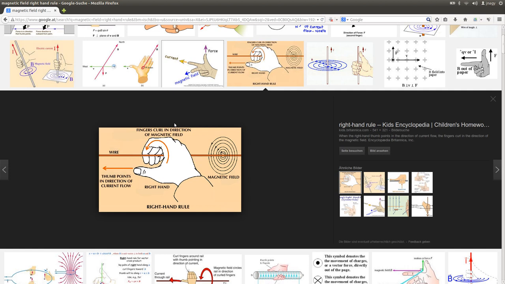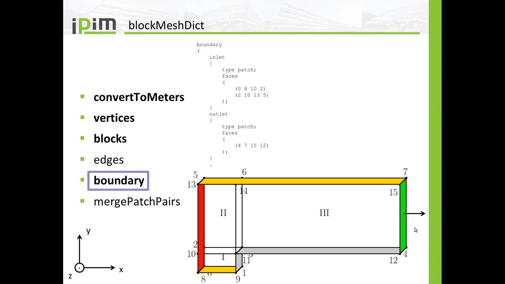So if you think of the magnetic field around a wire, then you can find the orientation of the magnetic field with the right hand rule. If you stretch your thumb and you curl your other fingers, and your thumb shows in the direction of your current, then your other fingers will show you the orientation of the magnetic field. You can use this exact right hand rule for the orientation of your vertices here. If you stretch your thumb in the right direction for the outlet now, and you curl your fingers, then your fingers will show you the correct orientation 4, 7, 15 and 12 for the outlet boundary.